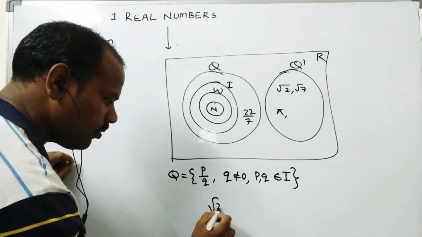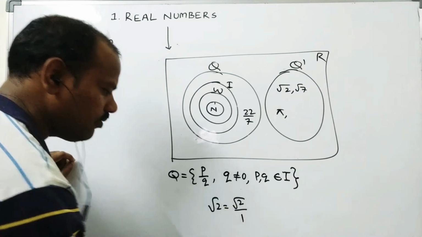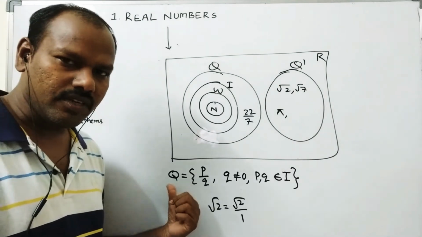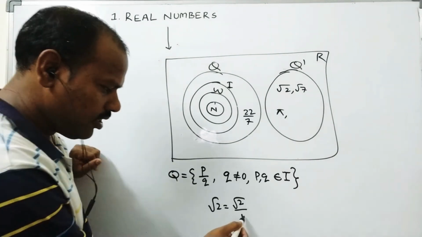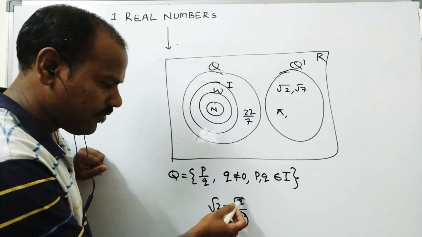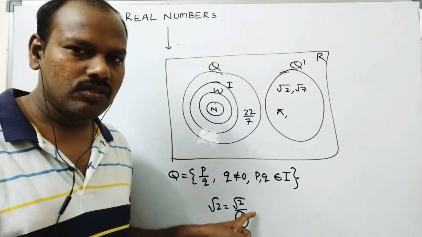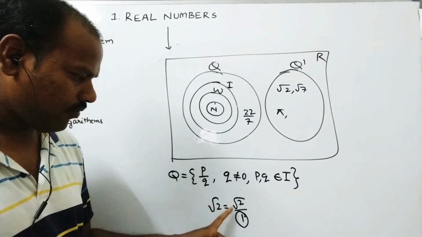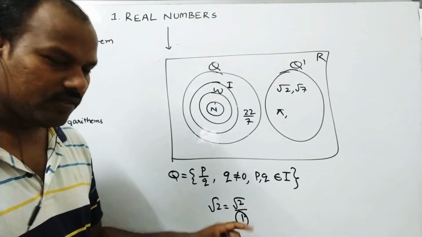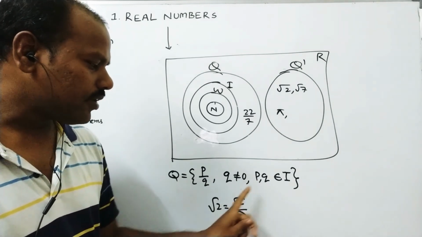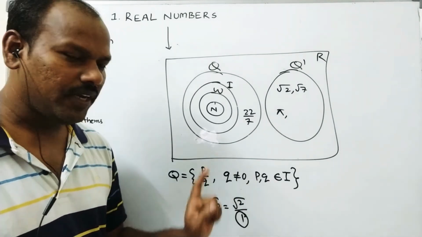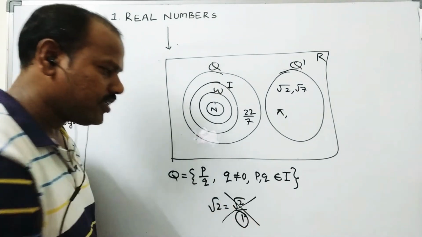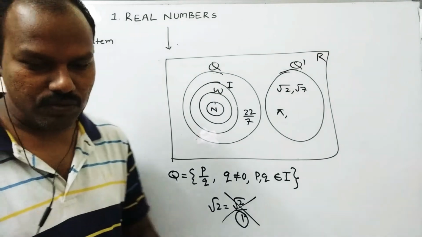Okay, for example, root 2. Root 2 can be written as root 2 by 1. Nicely, it is in p by q form. But is it a rational number? No. The denominator is an integer, but root 2 is an irrational number, so the numerator is not an integer. As per the three conditions, p by q form is there, and q not equal to 0 is also satisfied. But p, q, numerator and denominator, must be integers, and the numerator is not an integer, so that is why it is not a rational number.